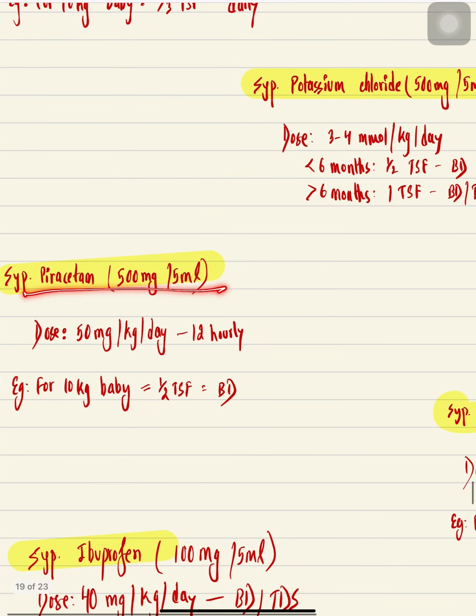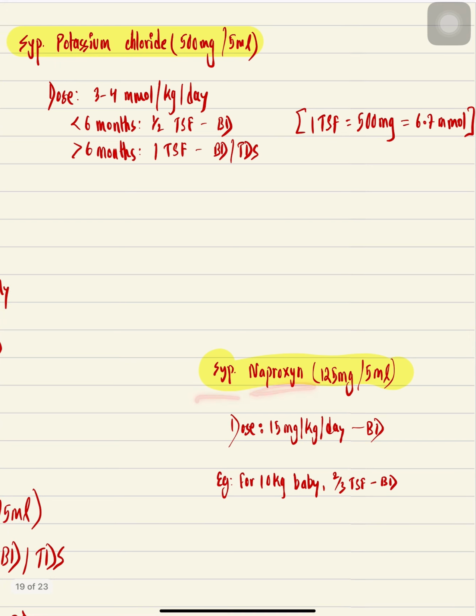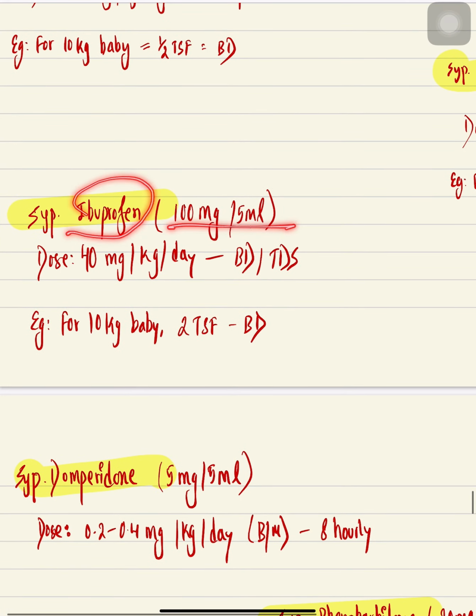Syrup piracetam 500 mg over 5 ml. The dose is 50 mg per kg per day, 12 hourly; for a 10 kg baby, half TSF BD. Syrup naproxen 125 mg over 5 ml. Dose is 15 mg per kg per day, BD; for a 10 kg baby, 1 TSF BD. Syrup ibuprofen 100 mg over 5 ml. Dose is 40 mg per kg per day, BD or TDS; for a 10 kg baby, 1 TSF BD.